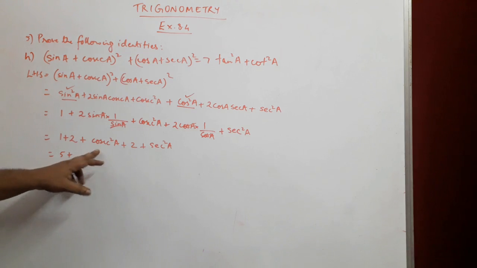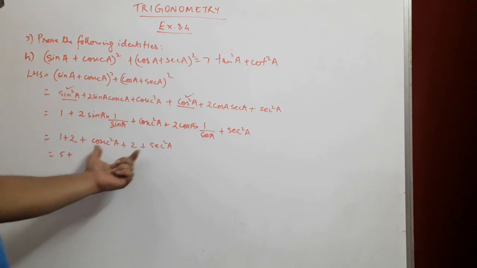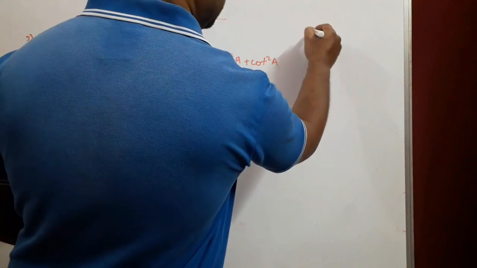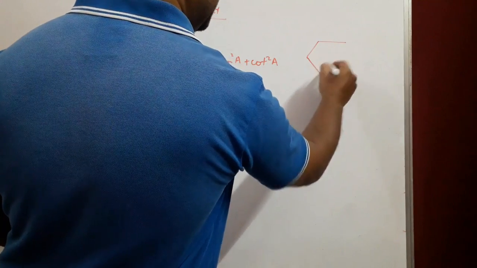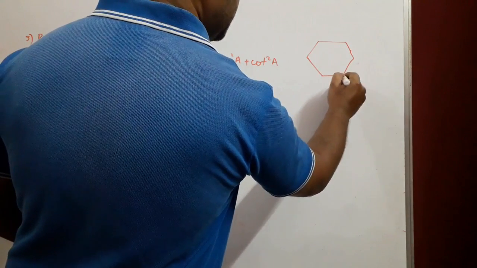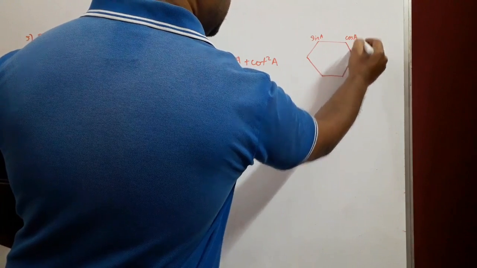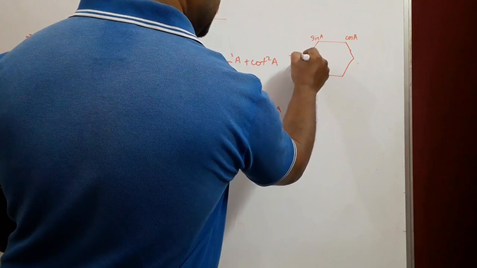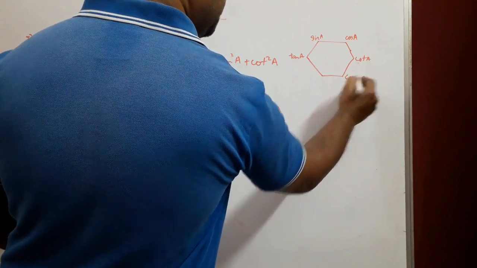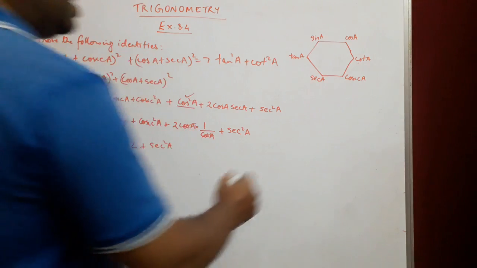Now we have cosec square A and sec square A over here, so we can convert them into some other form. This is some identity we can get. Let us recall that identity. First we'll draw a regular hexagon, and let's see what it gives us. We have sin A here, cos A here, then tan A here, cot A here, and this would be our cosec A opposite to sin A, and sec A. And we'll put a 1 in between.